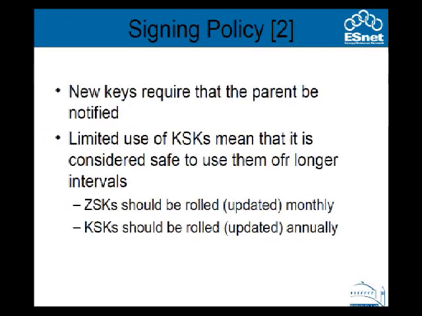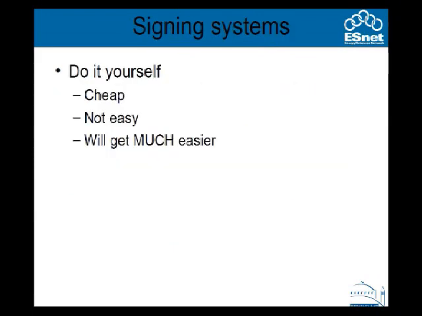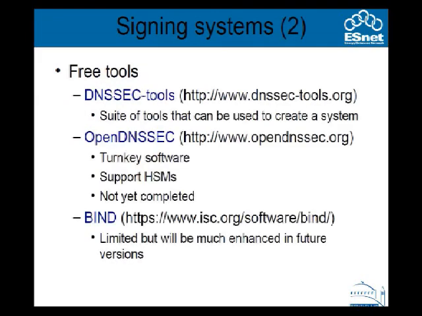The new keys do require that parents be notified. Because KSKs are used very little, they don't appear on the network, they're generally speaking considered safe. The rules suggest that ZSKs should be rotated monthly and KSKs should be rotated annually. You can write your own software. Bind 9.7 will make the automation of this much simpler, and 9.7 is going into beta very, very soon, I've been assured by the ISC folks. You might want to wait for 9.7, even though I'm urging you to sign. Waiting a couple, 3 weeks until you can run the beta of 9.7 might make your lives much easier.